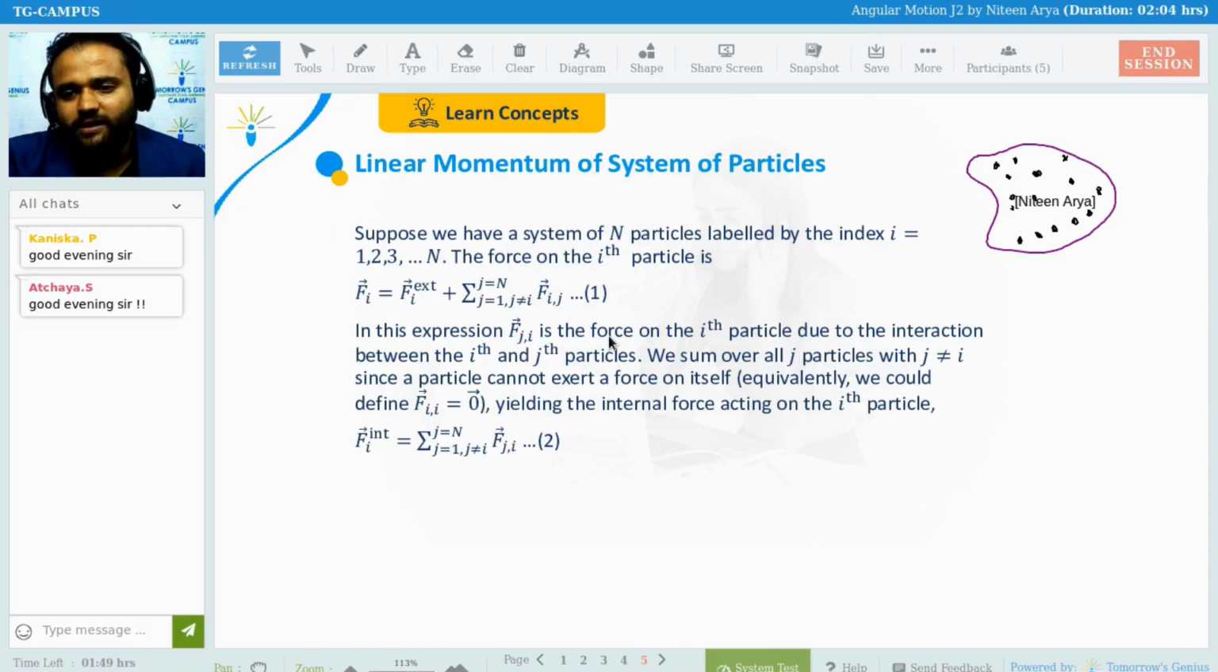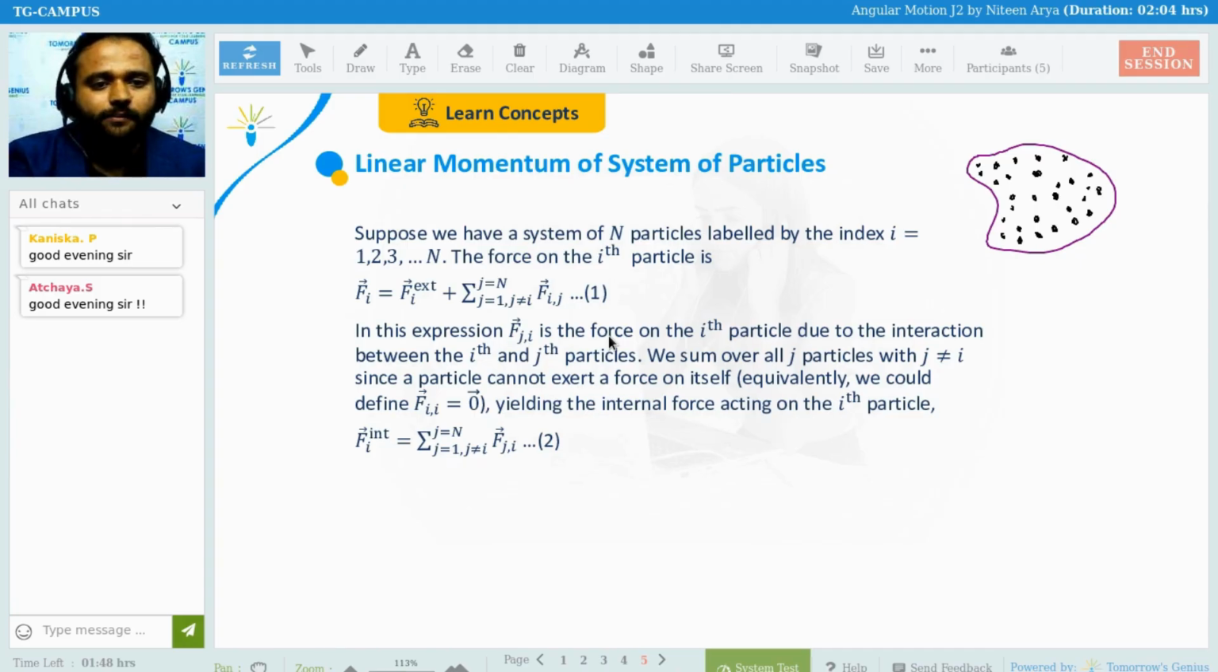You can say there are different masses and even different velocities. So when we have different masses and different velocities, the product of each is going to be different, and the momentum is going to be different also. Clear? So Fi is basically the force, external plus the summation of all Fij.